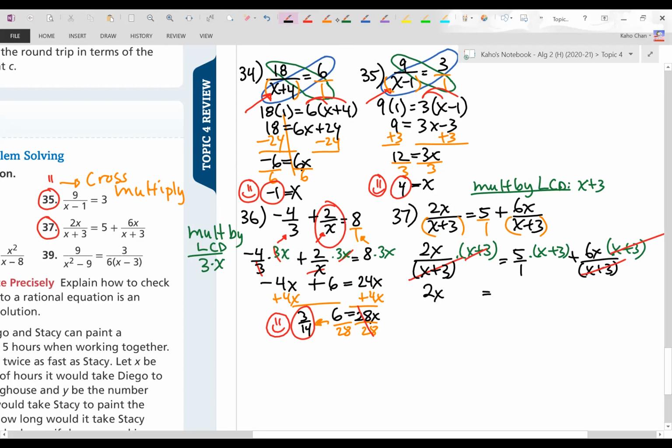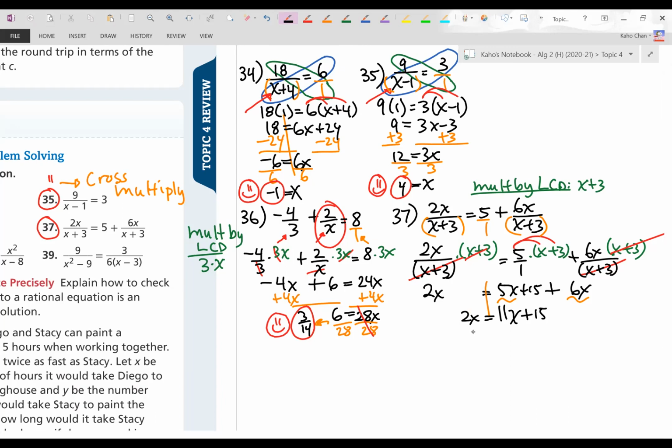Right side, I got to distribute the 5. That gives me a 5x plus 15. And that's plus 6x on the end. Clean it up. Ooh, let's combine 5x and 6x together. And undo operations here. Doesn't look good. Looks like it's going to be a negative answer. Oh well, who cares? Let's subtract 11x from both sides.